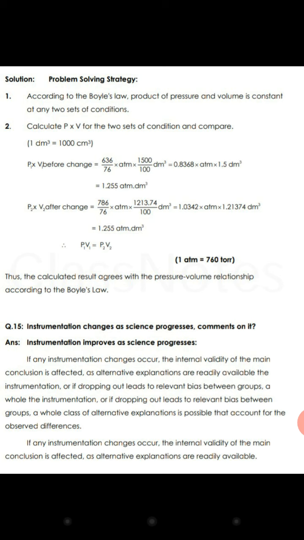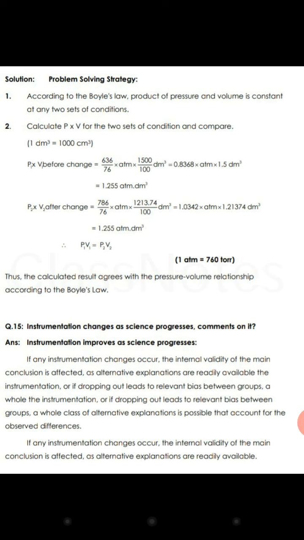बेटा इसे नोट कर लें. Always P1 V1 is equal to P2 V2. इनिशियल कंडीशंस बराबर होंगी फाइनल कंडीशंस के, तभी हमारा जो बॉयल्स लॉ है, अगर रिजल्ट सेम होते हैं तो प्रूव होगा, otherwise it is not proved. Okay, we will not say that our law is proved here. Okay, 1 ATM is equal to 760 torr. Thus the calculated result agrees with the pressure volume relationship according to Boyle's law.